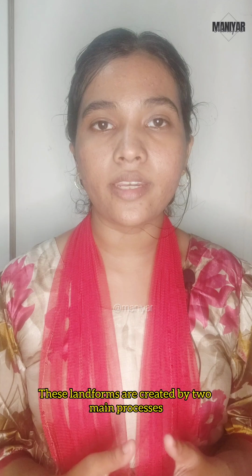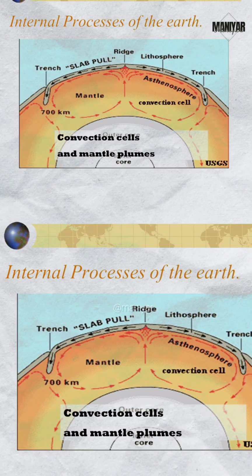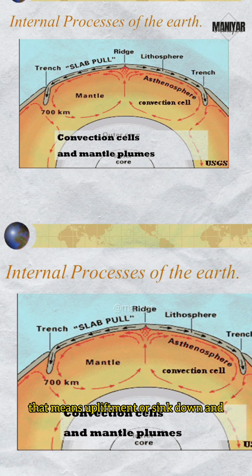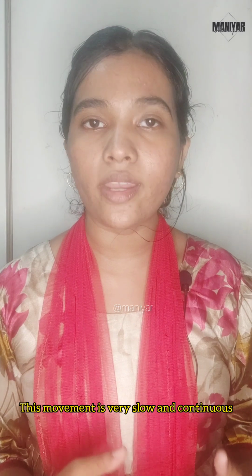These landforms are created by two main processes. The first one is the internal processes. These happen inside the earth. They cause the earth's surface to move up, that means upliftment, or sink down at different places. This movement is very slow and continuous.